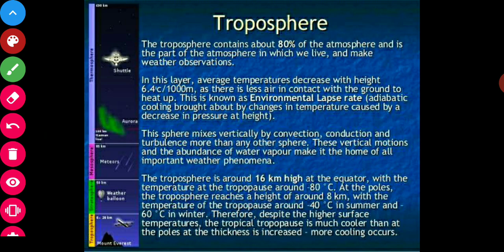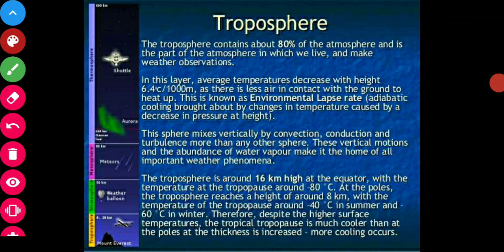In this troposphere, the average temperature decreases with height, as there is less air in contact with the ground to heat up, and this is known as environmental lapse rate. This troposphere mixes vertically by convection, conduction, and turbulence more than any other sphere. And these vertical motions and the abundance of water vapor make it the home of all important weather phenomena.